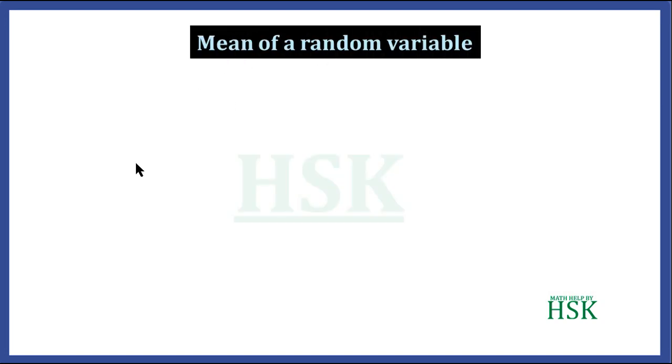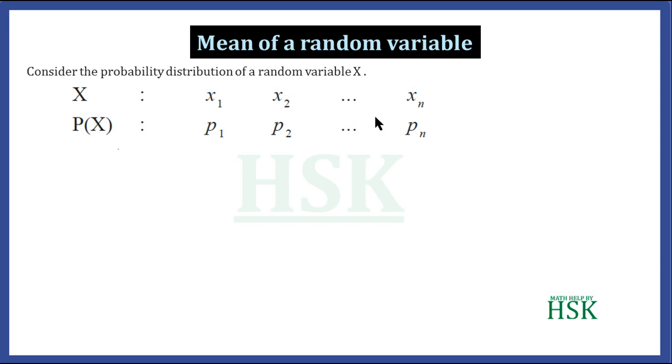Now before solving the question, let us consider what we mean by the mean of a random variable. So consider the probability distribution of a random variable x. It can be written like this. This is the random variable x. It can take these values x1, x2, x3 up to xn. So it can take n values.